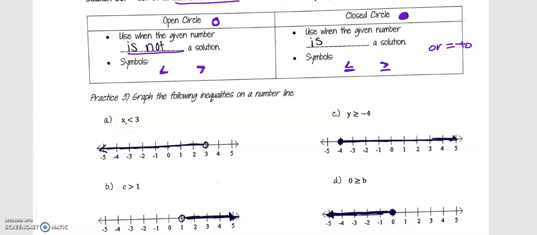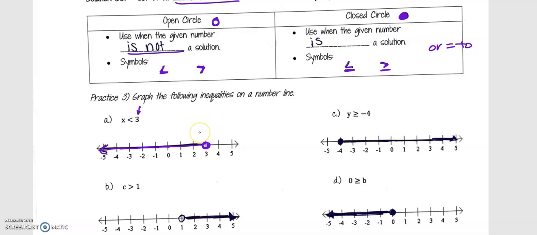It says x is less than 3. So as soon as I find this number, I'm going to go to 3 on the number line. If it's just less than, I put an open circle. If it was or equal to, I put a closed one. And then I have to figure out, well, which direction am I going to shade? X is less than 3. I'm going to shade the direction that is less than 3. That's all of these numbers over here.